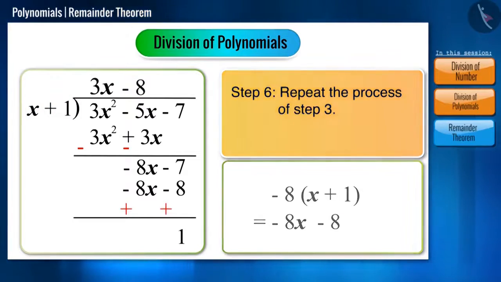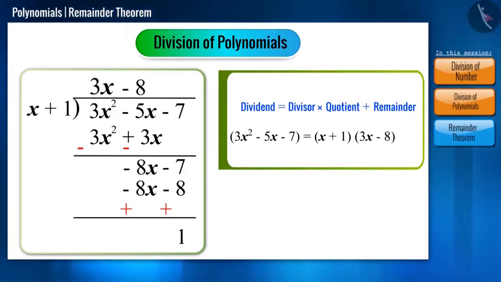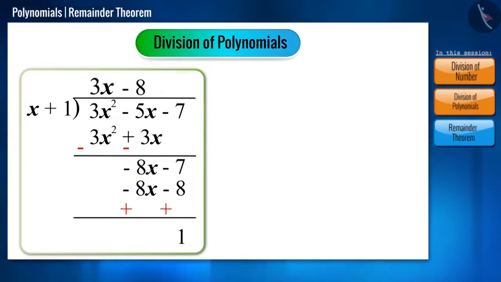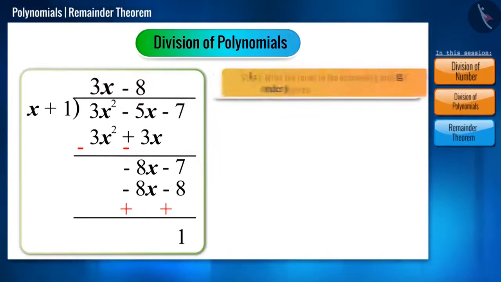We can represent this division in the form of 3x squared minus 5x minus 7 is equal to x plus 1 multiplied by 3x minus 8, plus 1. Friends, the division process will not be complete till we get the power of the remainder 1 less than that of the divisor. This means if the divisor is a linear polynomial, then the remainder should be a constant polynomial or any number or 0.